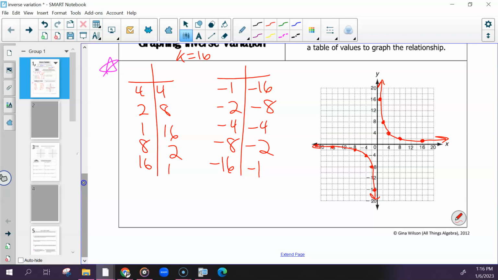So anything that does not make this kind of shape, even if it's on the other side, if it doesn't make that shape, it's not inverse. Questions about how to recognize if we see that? After you have finished graphing, move on to the next page.